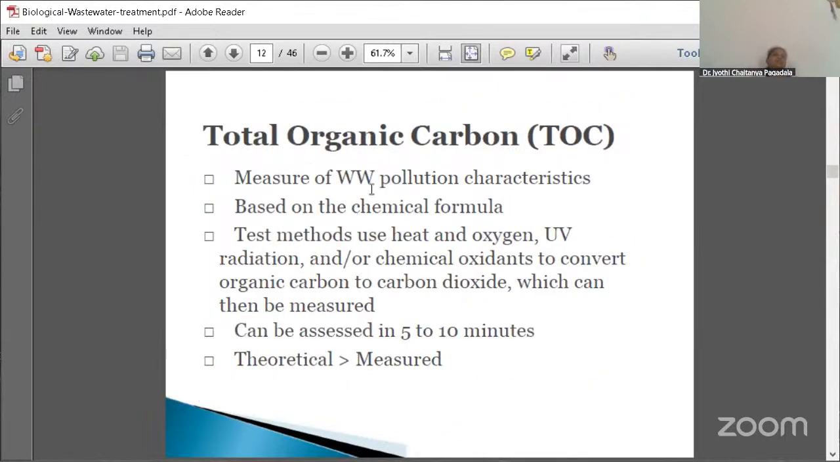Coming to total organic carbon, TOC, it measures wastewater pollution characteristics based on the chemical formula. The test methods use heat and oxygen, UV radiation, and chemical oxidants to convert organic carbon to carbon dioxide, which can be assessed in 5 to 10 minutes.